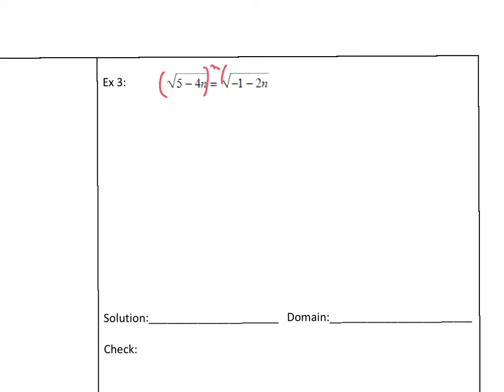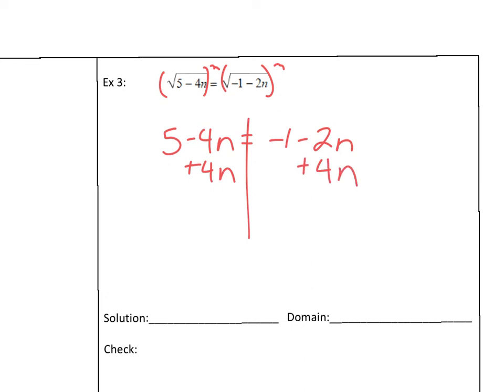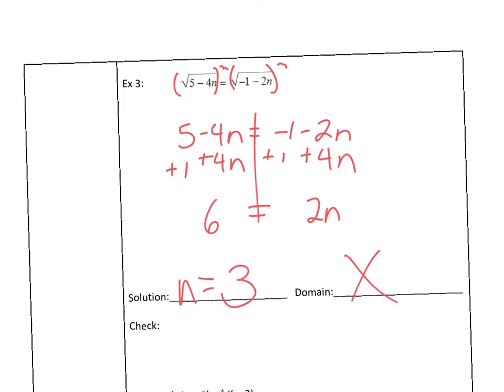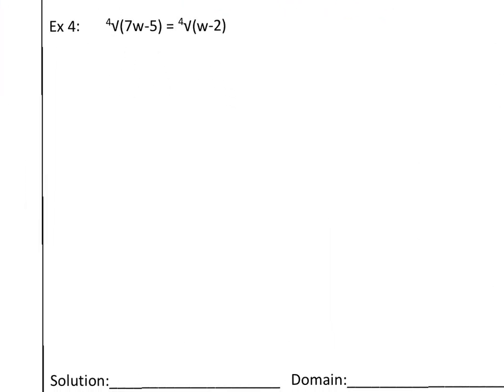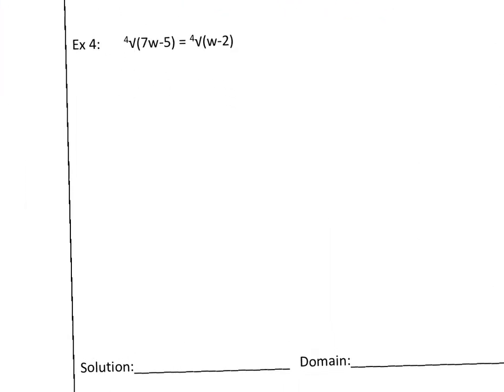Number 3, what's going to happen here? Square them both. What does it become? Aren't these easy? Yeah. Solve it. Add 4n, right? So 2n equals 6. What's n equal? 3. If you plug that in, it should work as well. Okay?